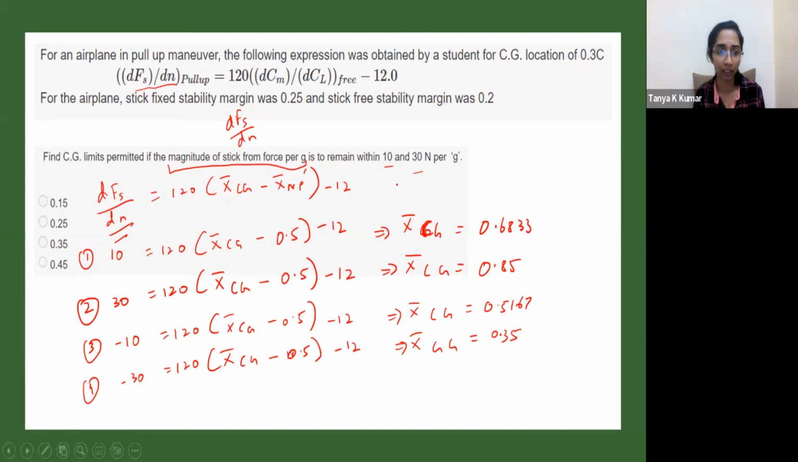Ideally, they should have given two values, the lower and the upper limit, but let's see which of these values are given in the options. So the lower limit is given. So the limits of the CG for the stick force to remain within magnitude of 10 and 30 are 0.35 and maximum 0.85. Okay, so 0.35 is what is given in the options. So that is the right answer. Ideally, they should have given two. When they ask you for limits, they give two values. Okay. I hope this is clear. Can I move on?